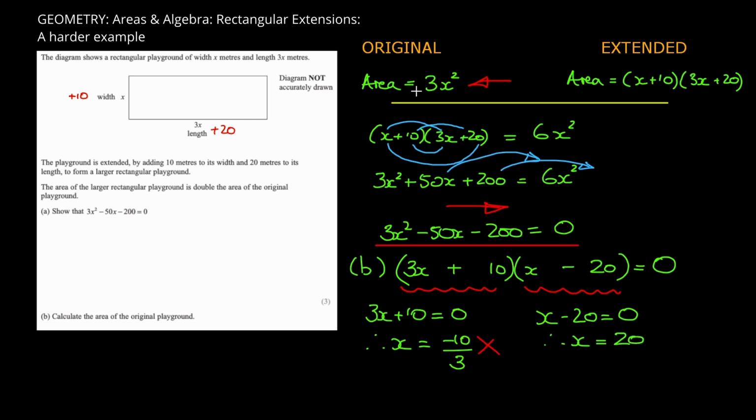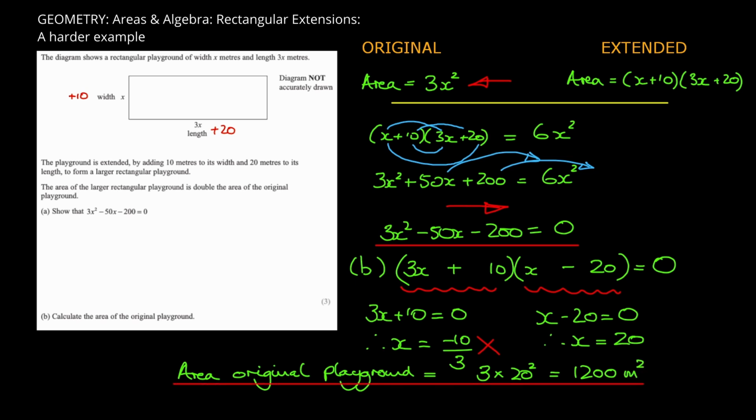Now, with that, we can pop 20 into the area and get that the area of the original playground is equal to 3 multiplied by 20 squared, which turns out to be, this is 400, 3 times 400, 1200, and this will be in meters squared. And that is your answer. Let me say again, if these solutions don't pop out really quickly, go straight to the quadratic formula with 3 as A, negative 50 as B, and negative 200 as C.